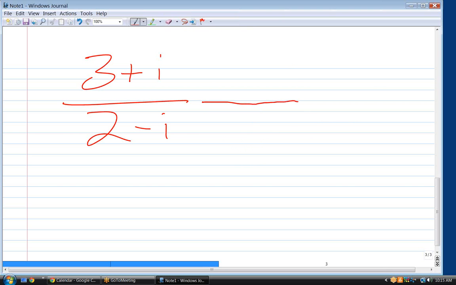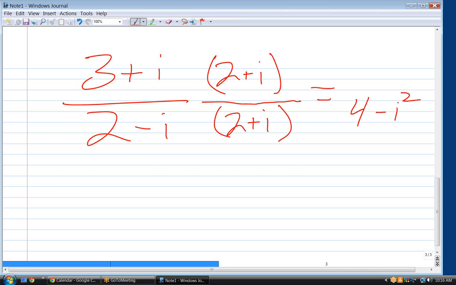Can you say the word conjugate? Yeah. What's the conjugate of 2 minus i? 2 plus i? Yes. It's as simple as that. And notice why that gets rid of the i in the denominator, because that's the difference of squares factored. So that's going to become 4 minus i squared, which is 5. Right. Okay, and then what do we have in the numerator?